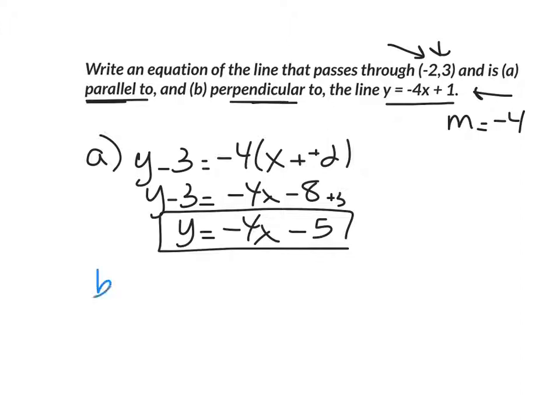Part B says perpendicular. So it's going to use the same point. The only thing that's going to change here is the slope. If this is my slope for parallel, remember perpendicular is opposite reciprocal of that.